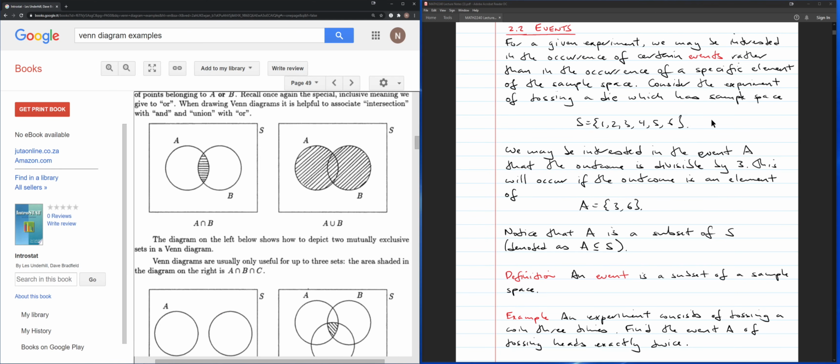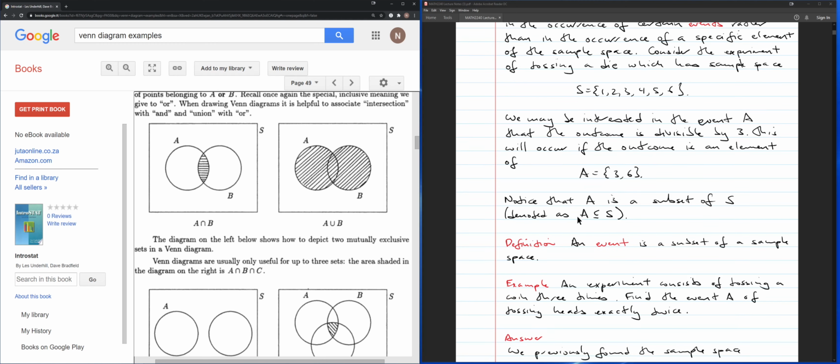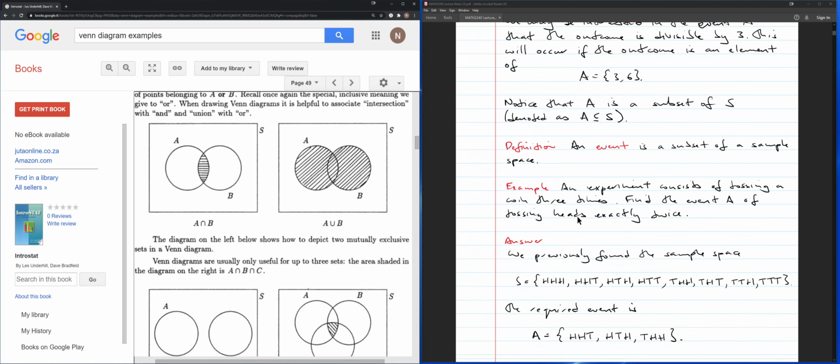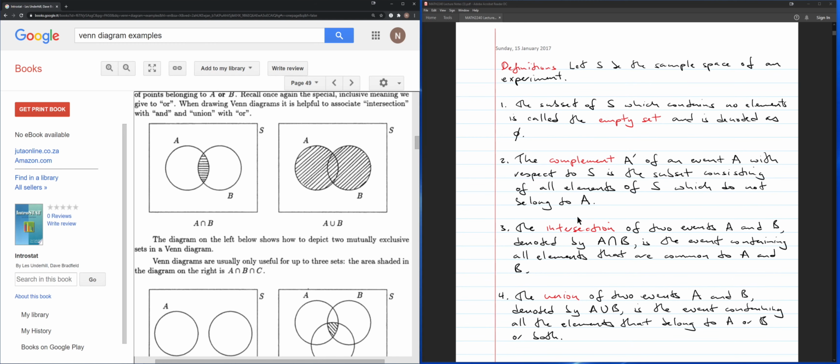Because your sample space is a set, and the events are in fact subsets of this sample space, this big set, also called a universal set, we can use normal set operations for events and for sample spaces. And what do I mean by normal set operations? I mean things like, for example, intersection.